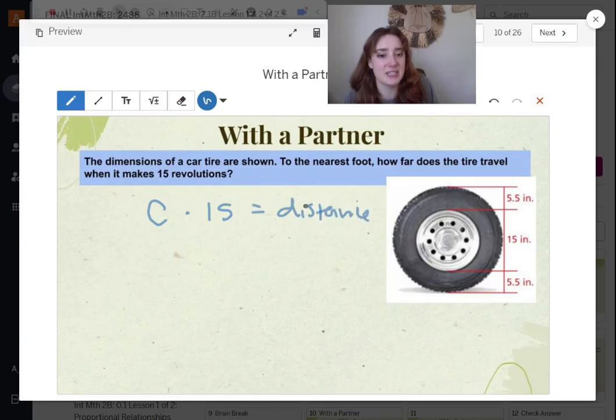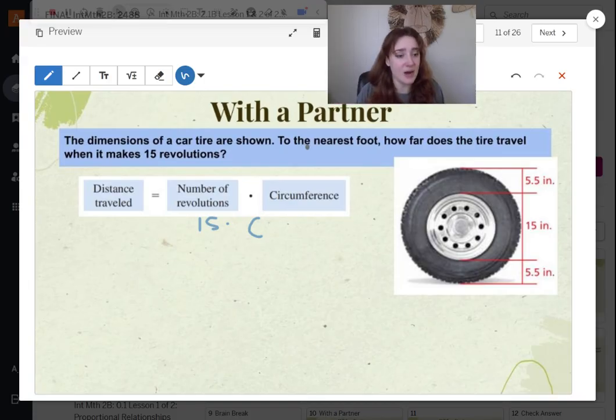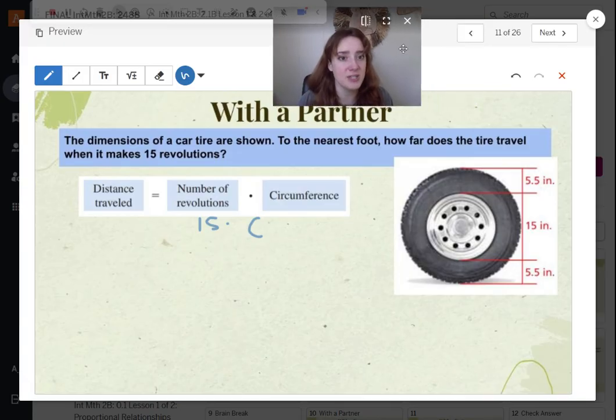There you go, I'll help you guys out. When you click next, I have that formula. Distance traveled is the number of revolutions, so 15 times the circumference. Try that out. When you're ready to check your work, click next again, and you'll be able to check if you got it. All right, this one is optional.